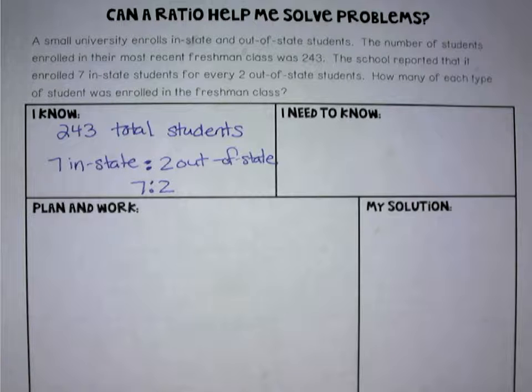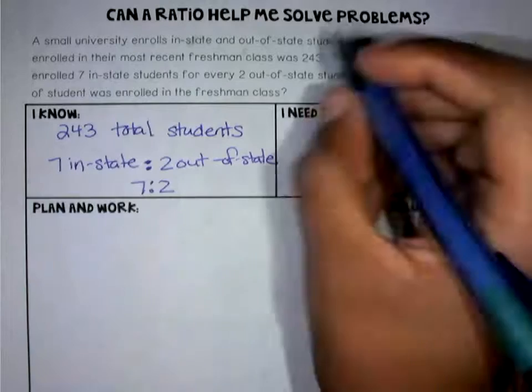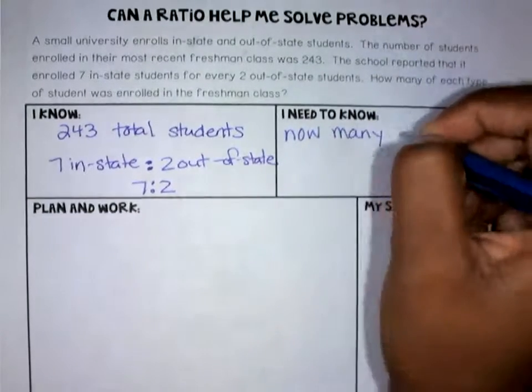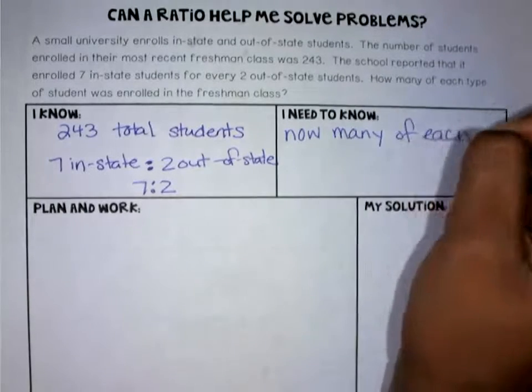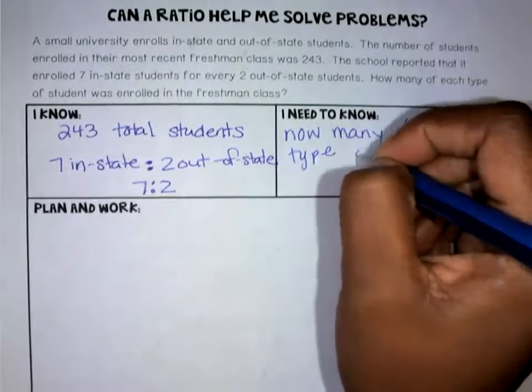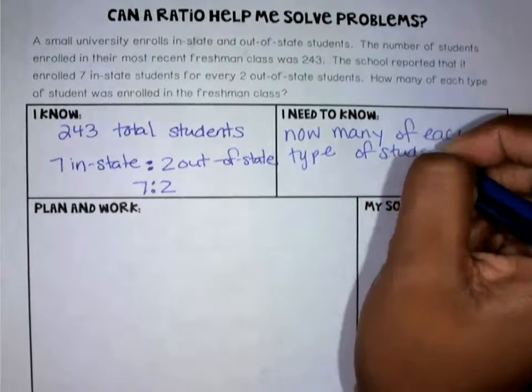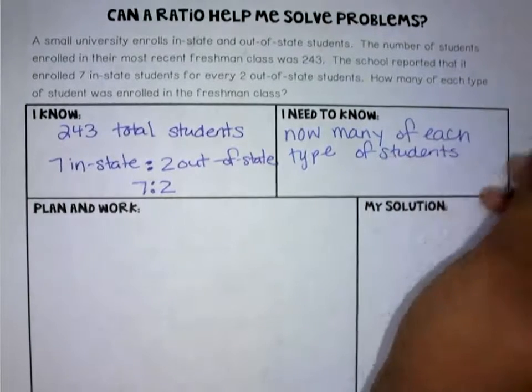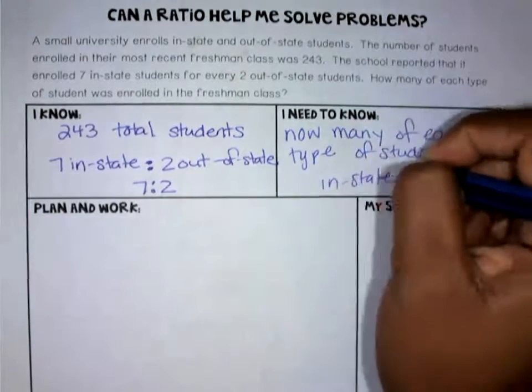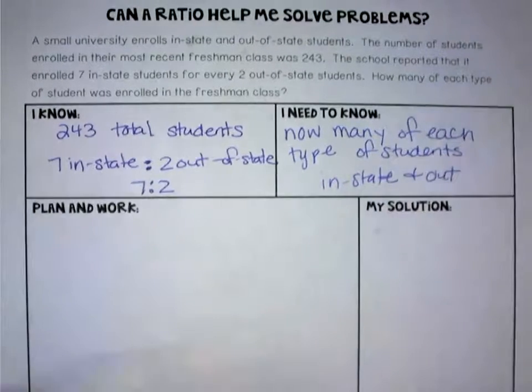What we need to figure out is how many of each type of students, in state and out of state.